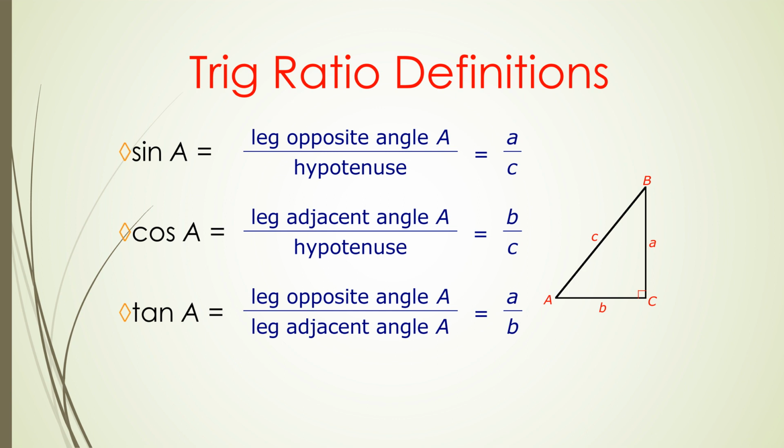So, Liam, what's the sine of angle B? Is he right? Yeah. Opposite over hypotenuse. Liam, what's the cosine of B? A over C. Bring it home, Liam. Tangent of B. Say again? B over A. Okay.